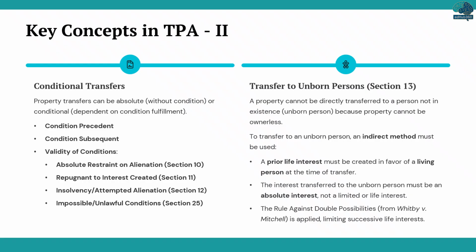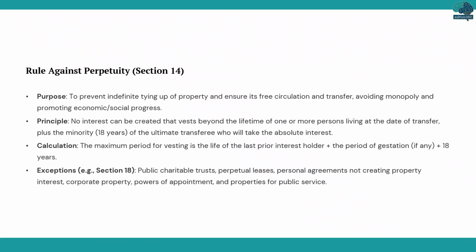This leads us to the rule against perpetuity in Section 14. Its purpose is to prevent property from being tied up indefinitely, ensuring its free circulation and preventing monopolies. The principle states that no interest can be created that vests beyond the lifetime of persons living at the date of transfer, plus the minority period, 18 years, of the ultimate absolute transferee. So, the maximum vesting period is the life of the last prior interest holder, plus any gestation period, plus 18 years. There are, of course, exceptions, such as transfers to public charitable trusts.